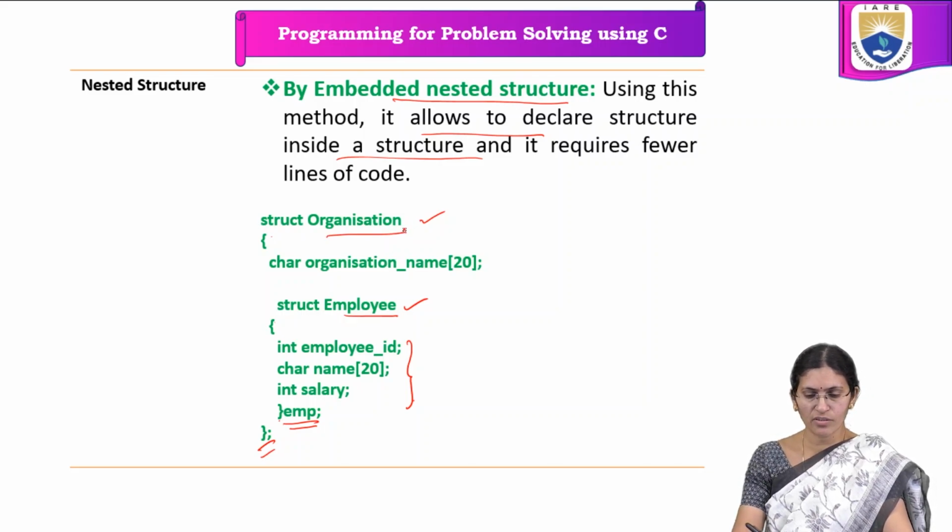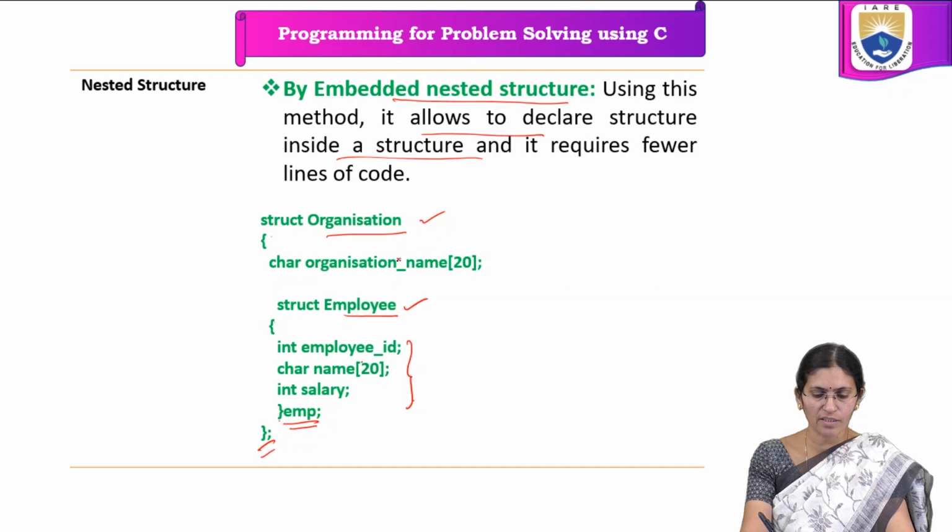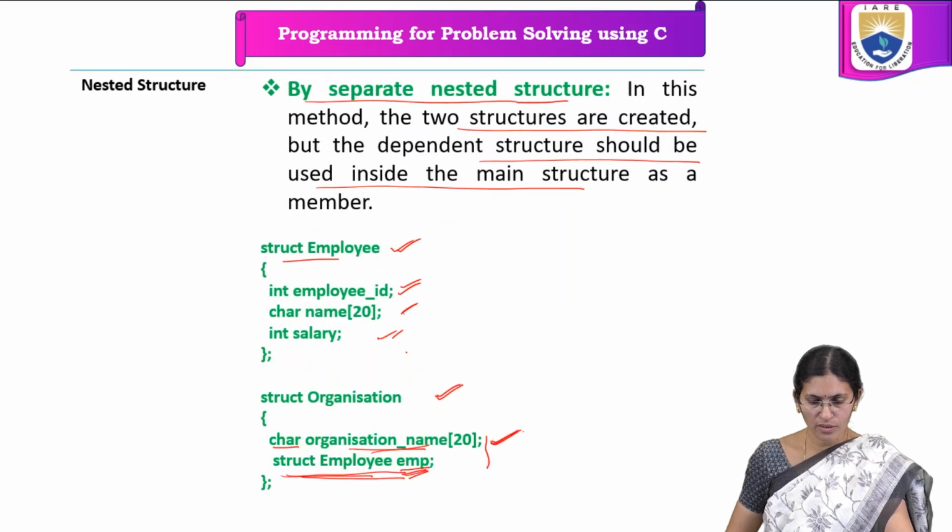So embedded nested structure is defining a structure inside another structure. Here the employee structure is defined inside another structure named organization, and the previous one which we have seen is separate nested structure.